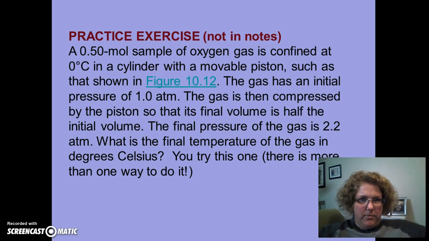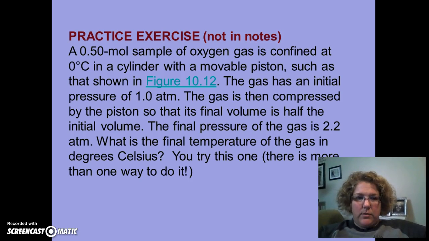Another sample problem, I believe. Or no, it says not in notes, so possibly not. All right, a half mole sample of oxygen is confined at 0 degrees in a cylinder with a movable piston, so just like the syringe plunger thing. The gas has an initial pressure of 1 atm. The gas is then compressed, so it's squeezed by the piston until the final volume is half its initial volume. The final pressure of the gas is then 2.2 atm. What's the final temperature of the gas in degrees Celsius?